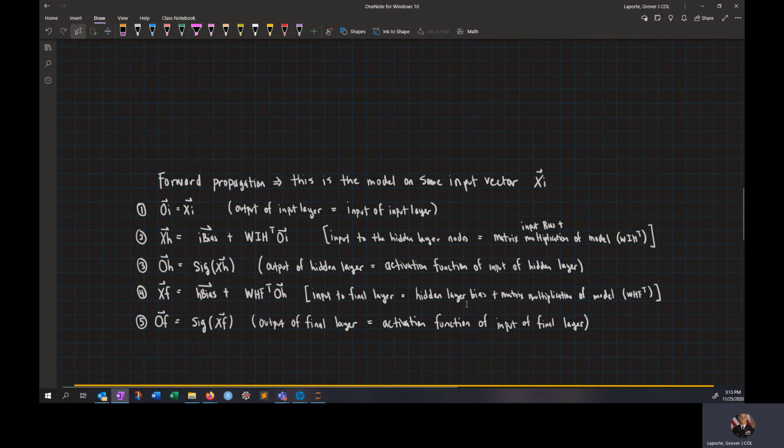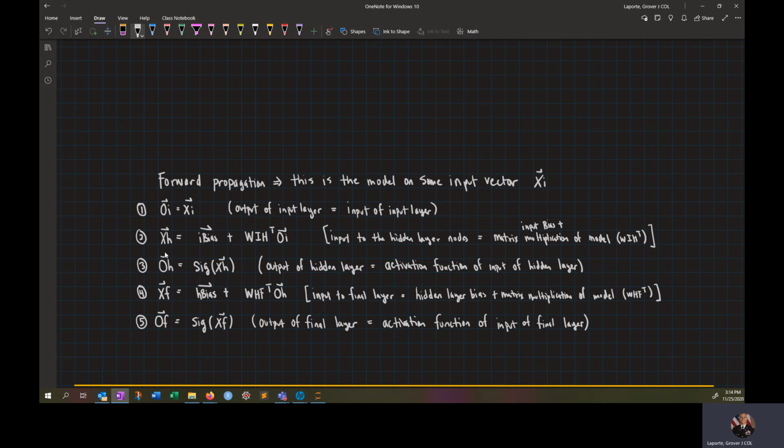So at the last lesson, you can just stop the video here and read these out. But the bottom line is, step one is to set O sub I equal to X sub I. And then step two is XH is equal to I bias plus the WIH matrix transpose. Remember, these are the model: WIH and I bias, WIH, H bias, and WHF. Those are the things that carry weights, and those are the model. That's what you're updating every single time we get the error and use the error to update those things. So you're using these weights to forward propagate all the way from starting at XI through XF.